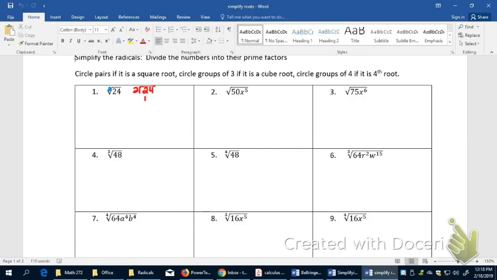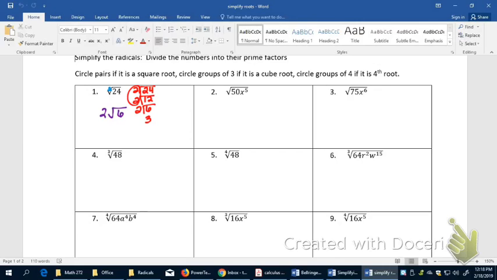You divide by 2, divide by 2 again, divide by 2 again, and you get 3 2's and a 3. We know it's a square root, so we circle pairs of 2's. There's a 2 and a 3 left over. So our answer would be 2 square root of 6. No big deal, right?